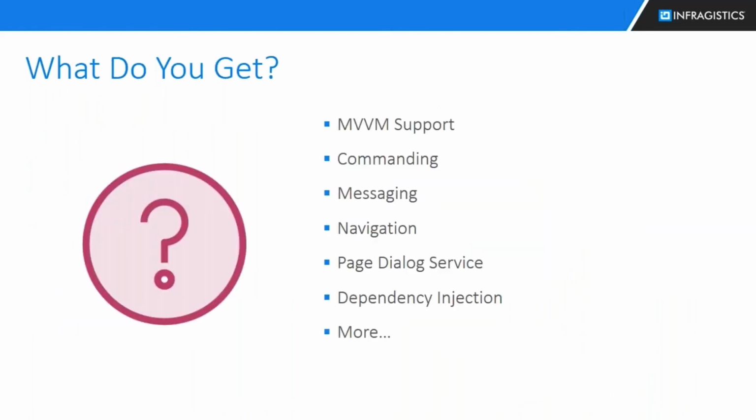So, what do you get from Prism? Since Prism's not an MVVM framework, it's more of an application framework, what does it really come with? The big things we care about are MVVM support, of course, that's number one, then commanding, messaging, how we communicate between loosely coupled components, navigation, a dialog service, dependency injection, and many more. But these are really the core pillars. Navigation is the one we're going to be talking about today. We're going to deep dive into navigation because that's where the bread and butter is, right?